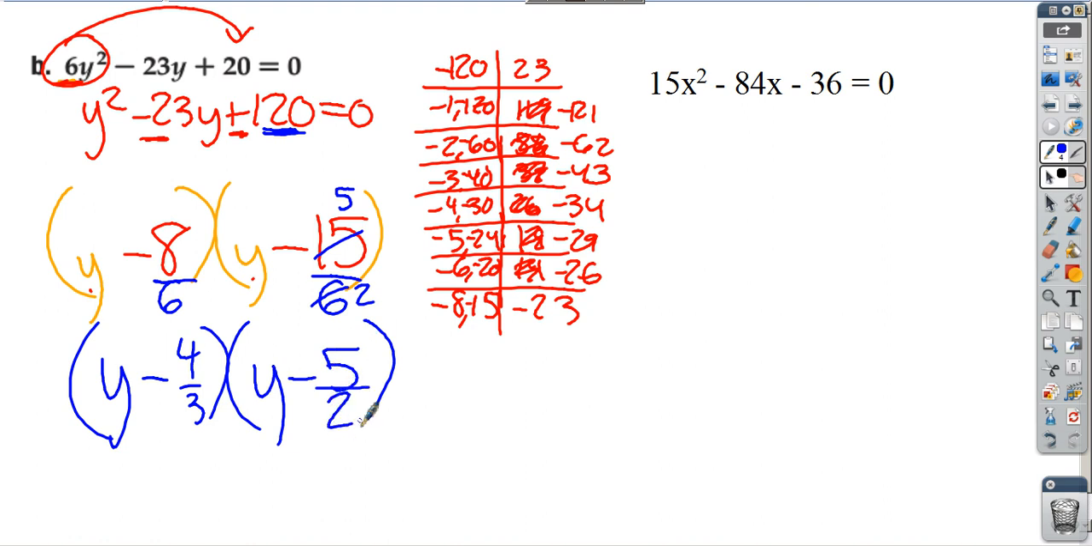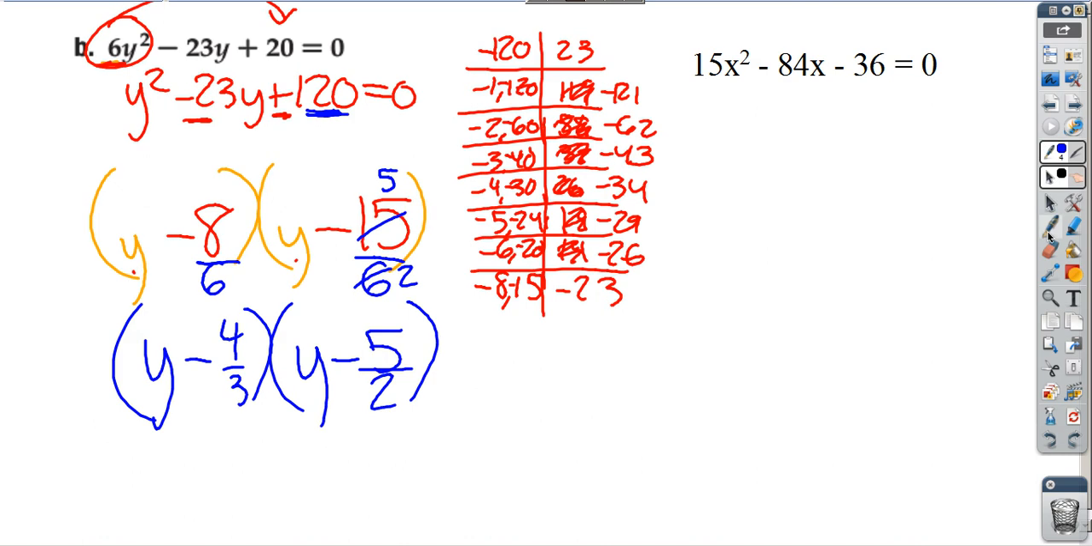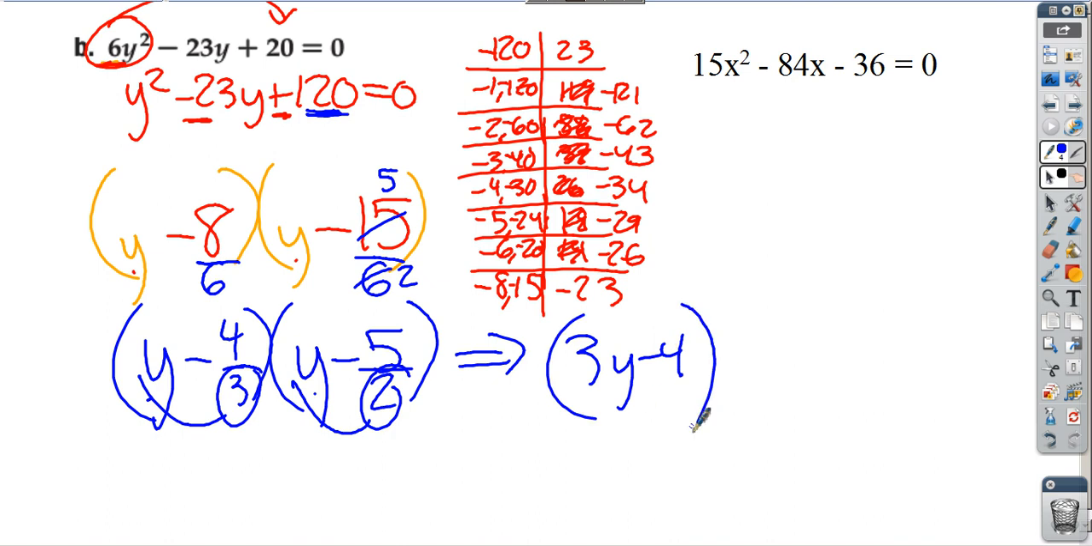And here's the thing, it's called the swing method because now that we have these numbers here, once again, if we do y times y, we're still not going to get 6y squared. It's called the swing method because you take these denominators and you literally swing them in front of the y. So when we swing the 3 in front of the y right there, we get 3y minus 4. And when we swing the 2 in front of the y, we get 2y minus 5.